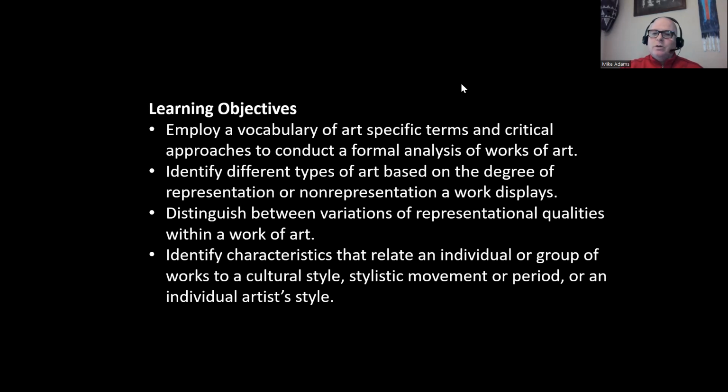In this chapter, the learning objectives are to employ a vocabulary of art-specific terms and critical approaches to conduct a formal analysis of works of art. And we'll get into this, of course. Identify different types of art based on the degree of representation or non-representation that a work of art displays. Distinguish between variations of representational qualities within a work of art, and identify characteristics that relate an individual or group of works of art to a cultural style, stylistic movement, or period, or an individual artist's style.